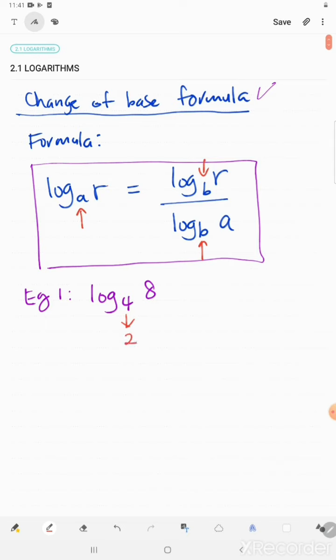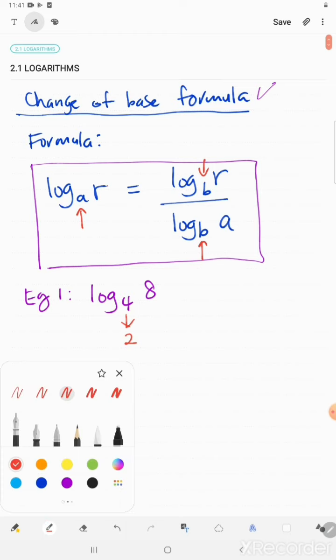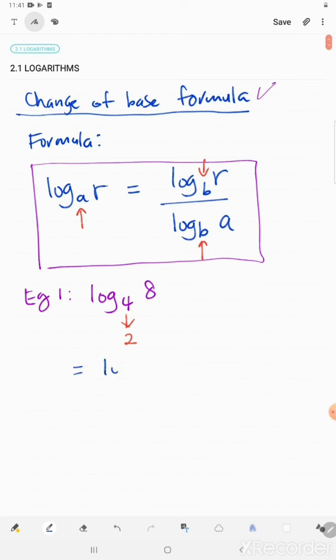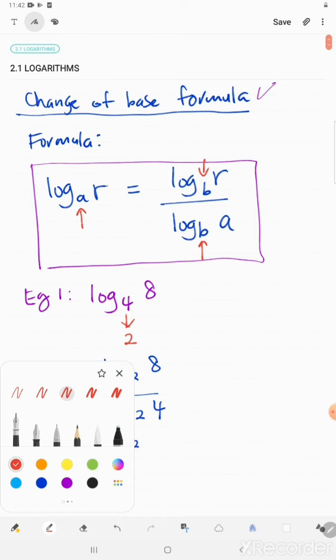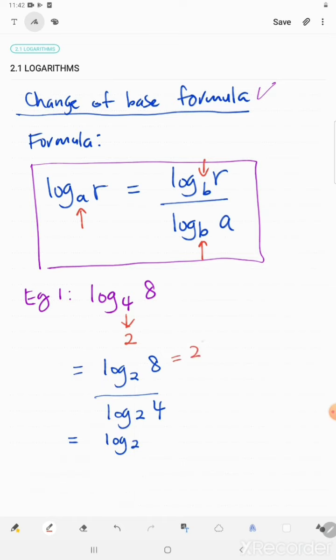So what I did is I apply the formula. I have 8, and the base I want to change to base 2, divided by log 4 base 2. Now you can change the pattern. We know that now we have 2, so for number 8, we know that 2 power of 3 will be 8.